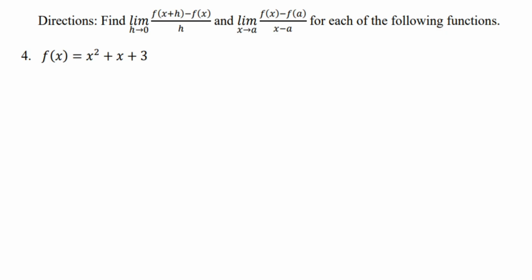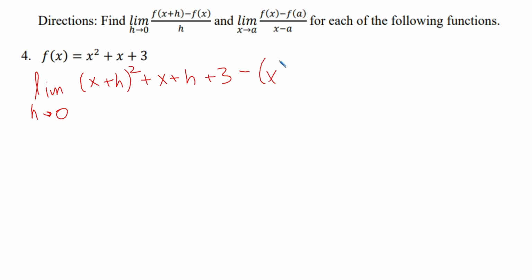All right, they're starting to get a little bit more complicated. We got both a second degree and a first degree x term in there. We may start running out of room on a single page and have to go to a new page, but that's okay. We'll start with a limit as h approaches 0 of x plus h squared plus x plus h plus 3. We've replaced both x's with x plus h. And then we'll subtract x squared plus x plus 3 from that and divide it all by h.